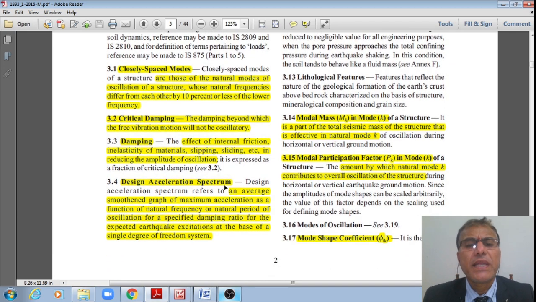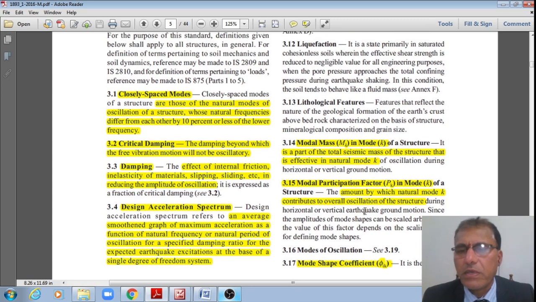Next one is design acceleration spectrum. It refers to an average smoothened graph of maximum acceleration as a function of natural frequency or natural period of oscillation for a specified damping ratio for expected earthquake excitations at the base of single degree of freedom. That is how, at the base, for single degree of freedom.